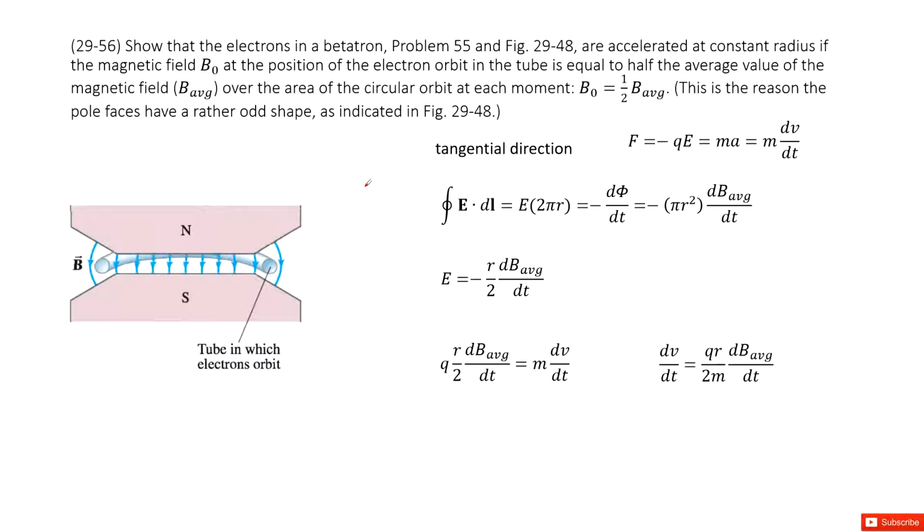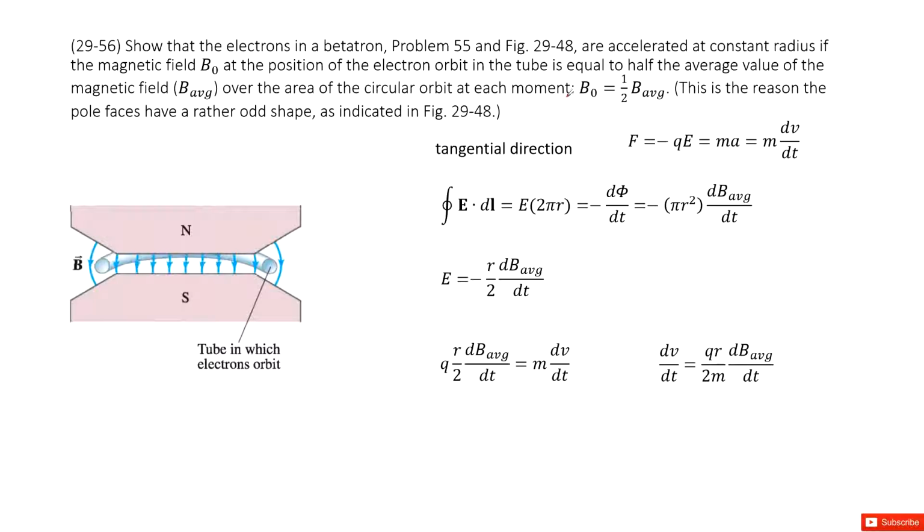Let's look at problem 56 in chapter 29. Chapter 29 is about electromagnetic induction and Faraday's law. So here we look at these devices to accelerate electrons, right? When the electrons do circular motion in this tube, we can consider its motion in two directions. The first one is the tangent direction, the second one is the central direction.